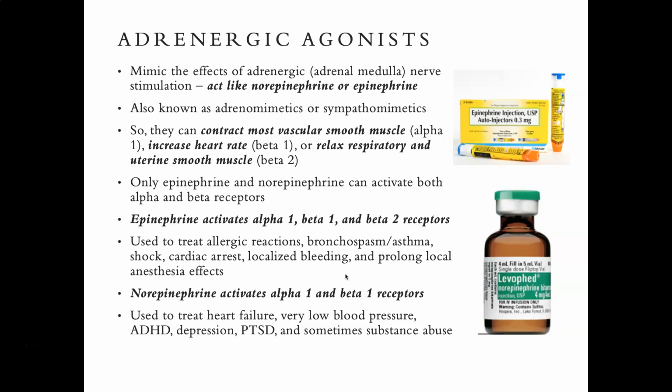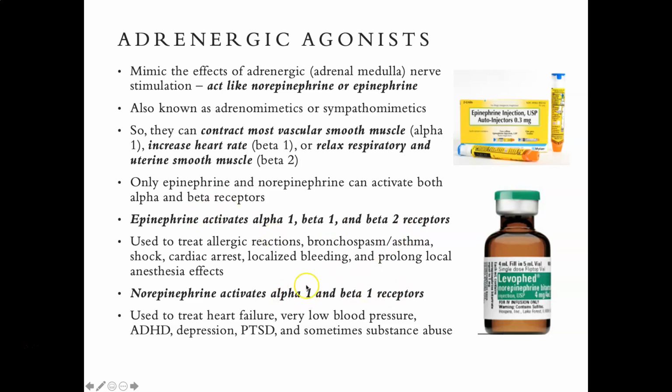So these drugs that are acting like norepinephrine or epinephrine, they can contract most vascular smooth muscle. They can increase heart rate, relax respiratory and uterine smooth muscle. And they have their focuses. If you notice here, epinephrine activates alpha 1, beta 1, and beta 2, whereas norepinephrine really focuses on alpha 1 and beta 1.